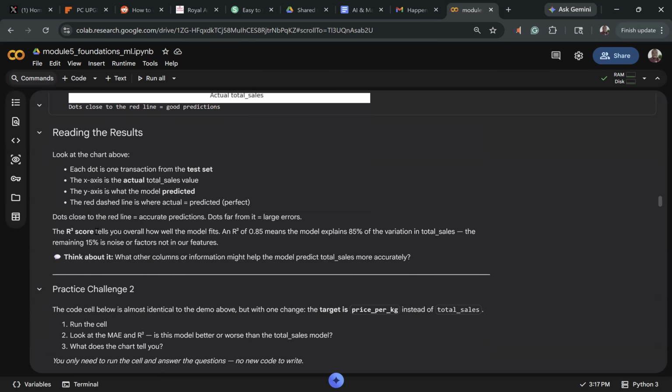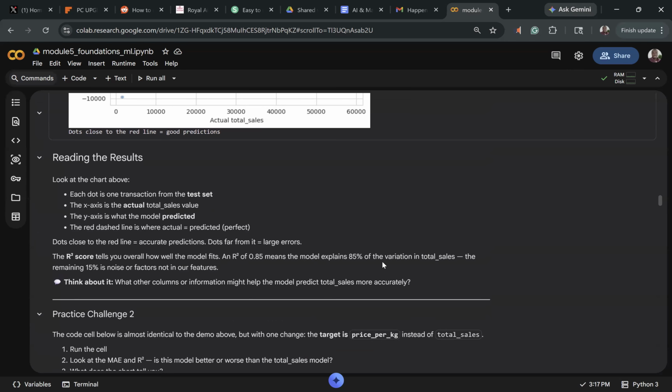So the R squared score tells us how well the model fits. An R squared of 0.85 means the model explains 85% of the variation in the total sales. The remaining 15% is noise or factors not in our features. So the higher the R squared, the better the linear regression model is able to understand the pattern in a data set and fit the best line to explain the reality or the dynamics of our total sales.